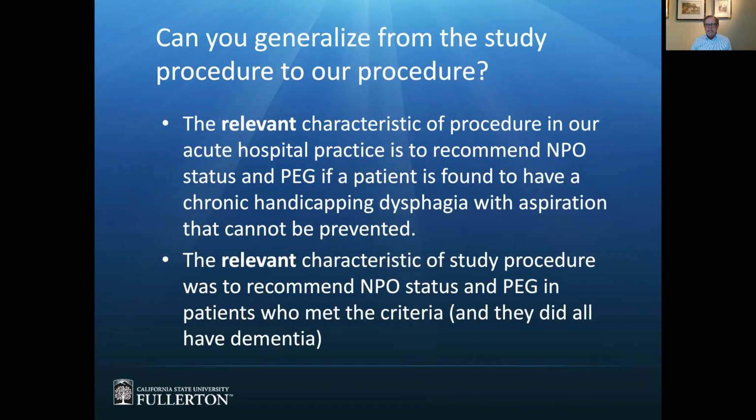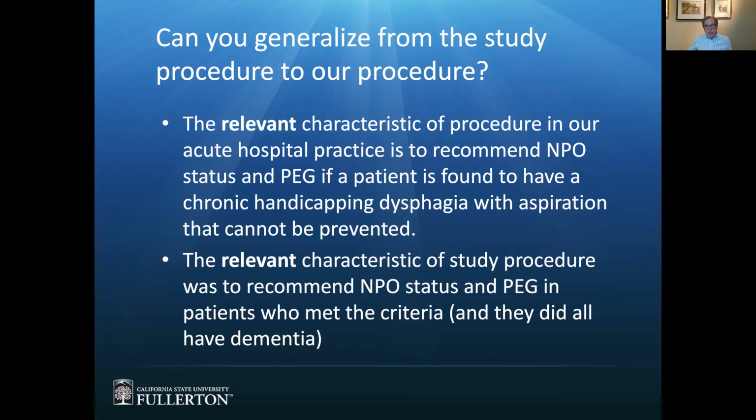Now, the study procedure. The relevant characteristics of the procedure in our hospital practice, mine, is to recommend NPO and PEG if the patient is found to have a chronic handicapping dysphagia with aspiration that cannot be prevented. Basically, that's it. We're always going to recommend PEG.